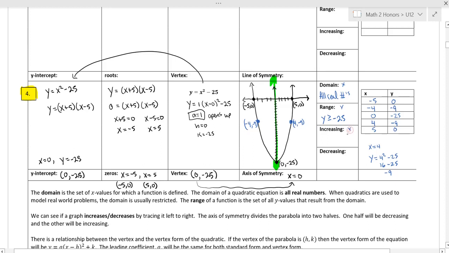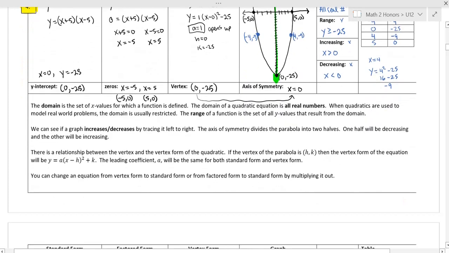Increasing, looking at the x values, and decreasing, looking at the x values. As I trace this from left to right, it first drops down, so it's decreasing when x is less than 0, so the first half of it, and then the second half is when it's increasing, when x is greater than 0. And we've got everything filled out here. Alright.